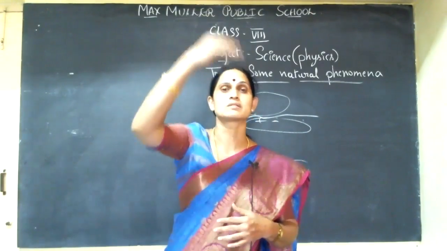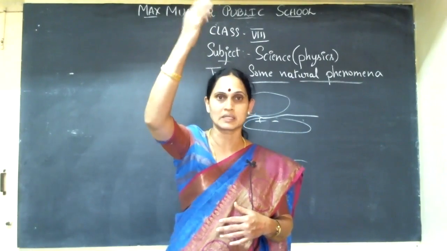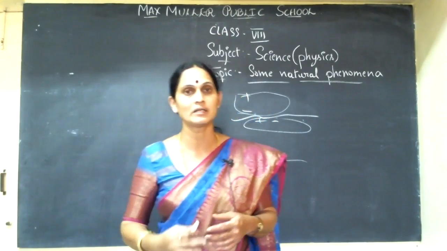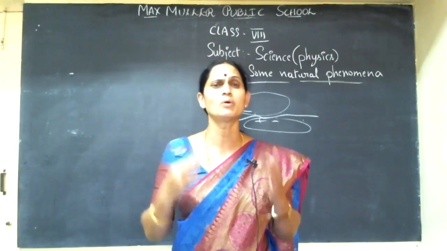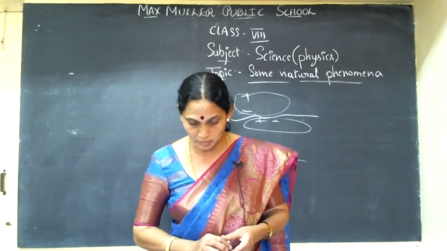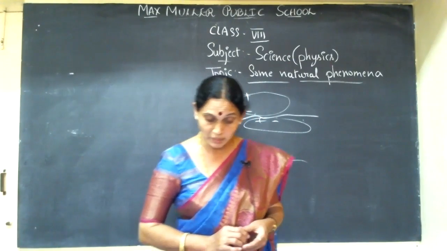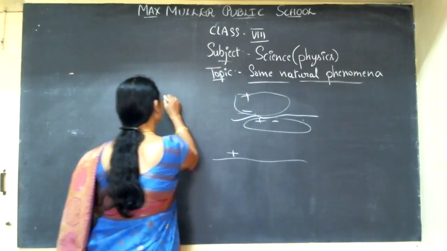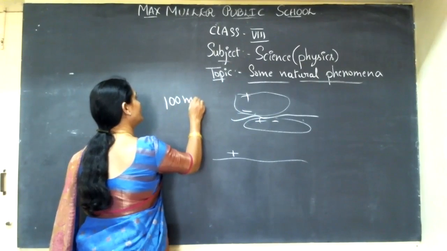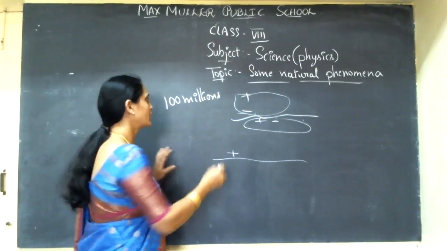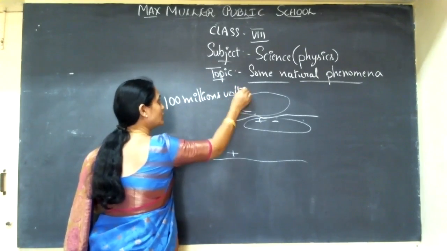It may fall on whatever is tallest, which will be nearby to the sky, so it will be affected. What happens if the lightning falls on the tallest building? The lightning is so strong, it may produce 100 million volts. Not less, children, 100 million. Just imagine how strong it will be.